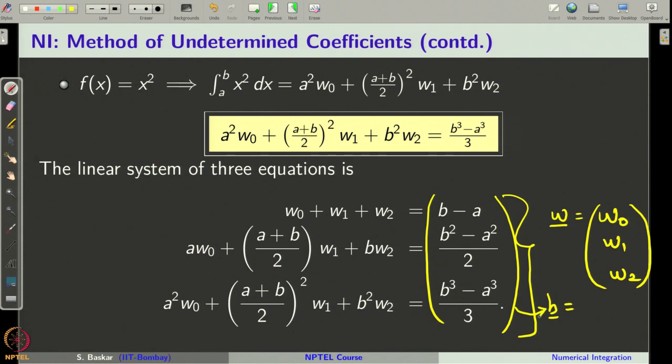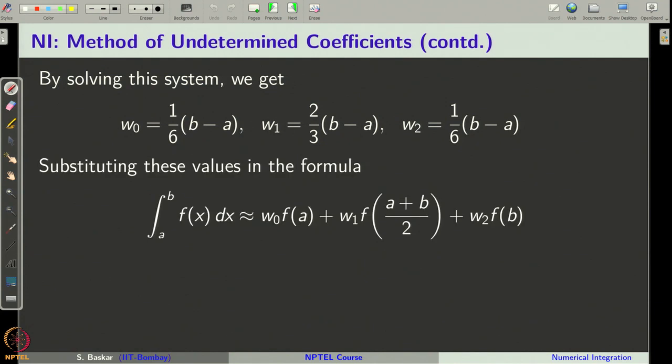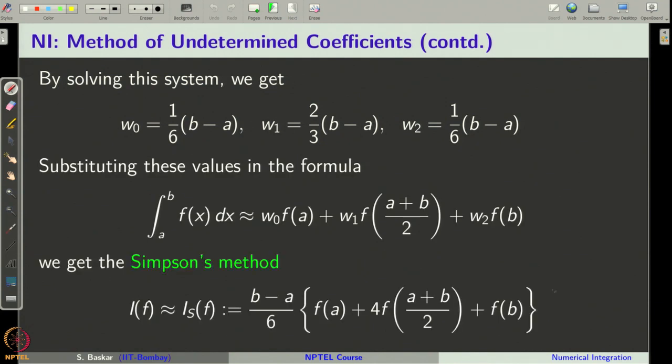Now, you can solve this linear system to get the weights W naught, W 1 and W 2, and that is not very difficult. You can explicitly solve it in fact, and your weights are given like this. If you recall, imposing these weights into this expression gives you this formula, and this is nothing but the Simpson's rule, right.